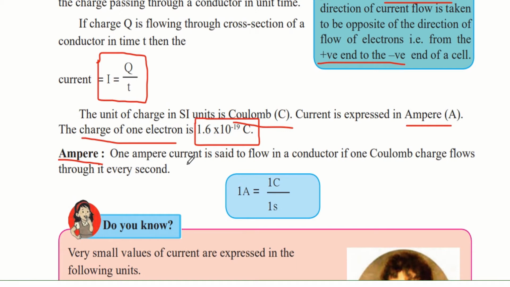Ampere. 1 ampere current is said to flow in a conductor if 1 coulomb charge flows through it every second. How did they get this line? We know that I is equal to q upon t. I would be in ampere, q has a unit of coulomb, and time would have the unit of seconds. Therefore, we will say that 1 ampere current will be flowing in a conductor if 1 coulomb of charge flows through it every 1 second.